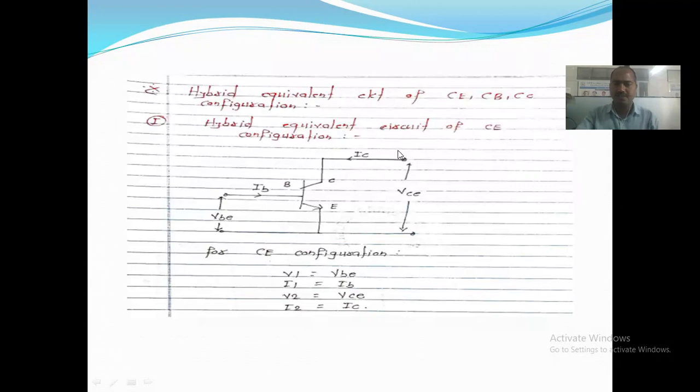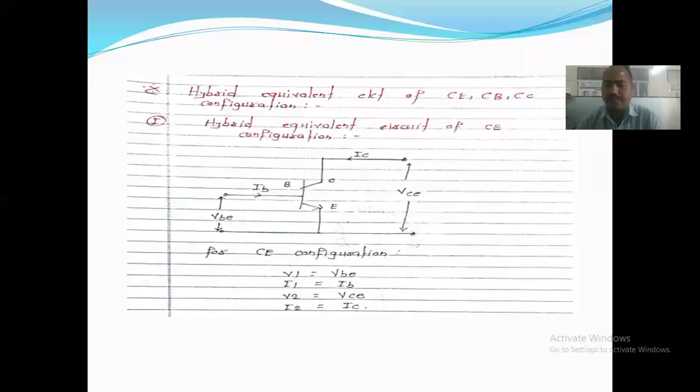Now we have seen this thing. Actually, our syllabus part started from here, which is where we had reached last time. See the hybrid equivalent circuit of common emitter, common base, and common collector configuration. For that, the calculation is very simple.